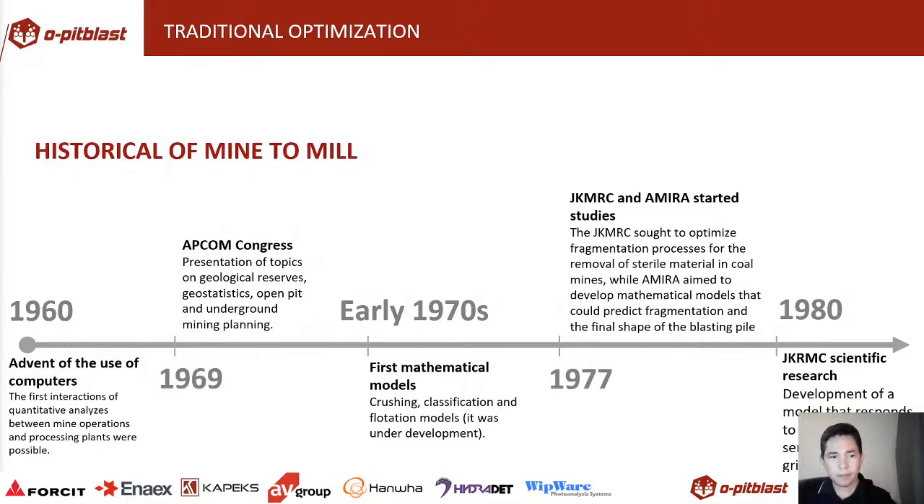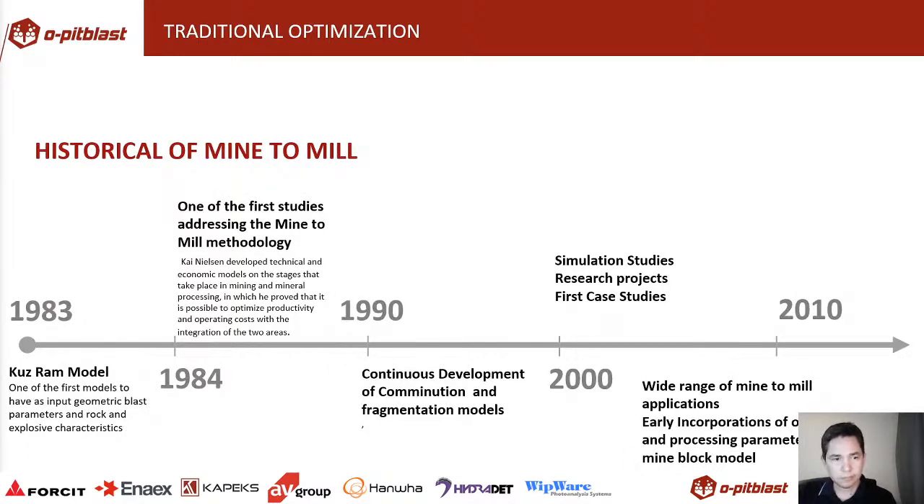In 1969, APCOM Congress presented topics on geological reserves, geostatistics, open pit and underground mining planning. Early 1970s, the first mathematical models for mining. In 1980, JKMRC scientific research, development of a model that responds to autogenous and semi-autogenous grinding processes. In 1983, the Kuz-Ram model in its first version is made public. It was the basis for further developments in fragmentation modeling.